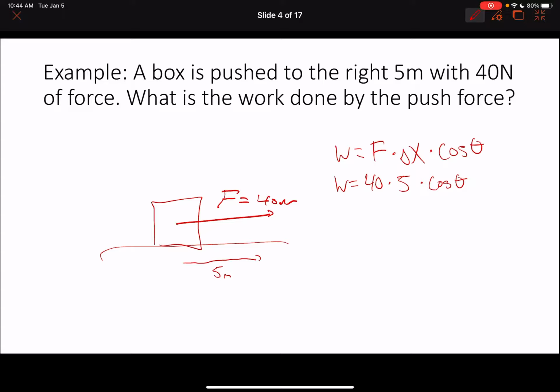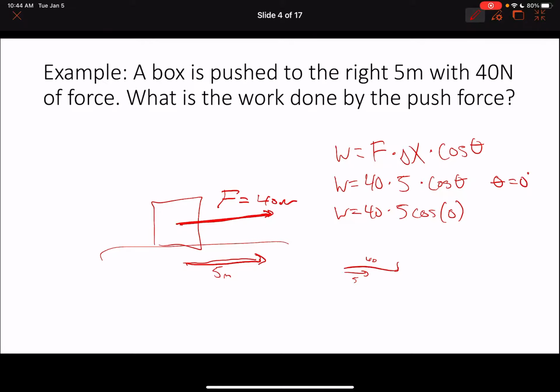And so what you do is you lay these two vectors, this force vector and this displacement vector, over each other. So let's say we have that there, and then this here for 5, 40. And tell me the angle between them. Well, they're going in the same direction. So there is no angle between them, right? Therefore, it's an angle of 0. And so we do 40 times 5 times cosine of 0.